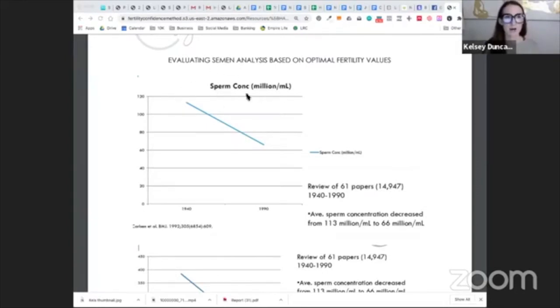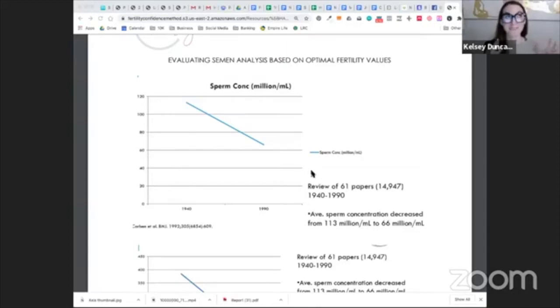So we can see here, this graph is on sperm concentration. This paper is really old, 1992, but I can guarantee you the trend has continued. So we can see from 1940 to 1990, things have drastically declined from a concentration standpoint. Average concentration used to be well up over 100 million per milliliter. Now we're working with about 70 back in 1990. It's not 1990 anymore. So if we continue on this trend, we're now probably down to between 30 and 40 million per milliliter.